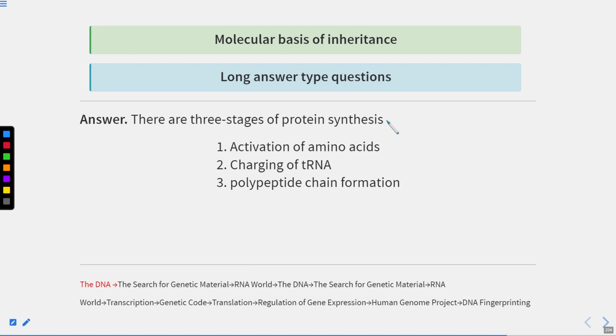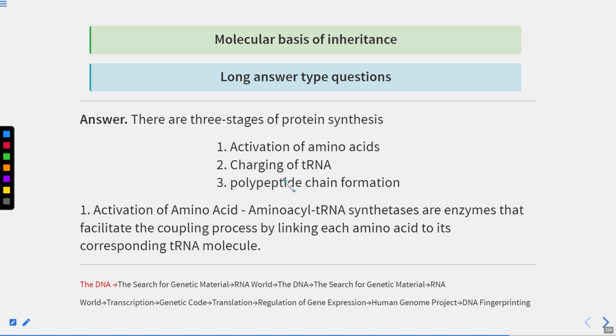So this is clear. Now there are 3 stages of protein synthesis. First is the activation of the amino acid. Then second is the charging of the transfer RNA, and third is the polypeptide chain formation. So initially, activation of the amino acid is required, and then charging of the transfer RNA, and third is the protein chain formation.